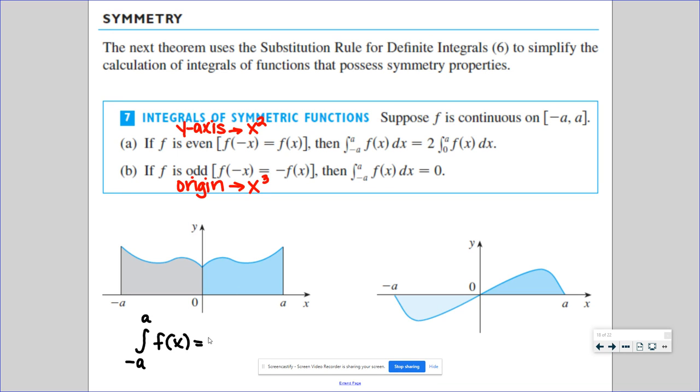If you have an even function, which this one is an even function, this is what it could look like. The theory says what you could do is instead of evaluating from negative a to a, you could just evaluate from 0 to a and double your answer. The reason for that is that this is symmetric, so the area on the left is the same as the area on the right, so you would just find one of those areas and double it to get the total.